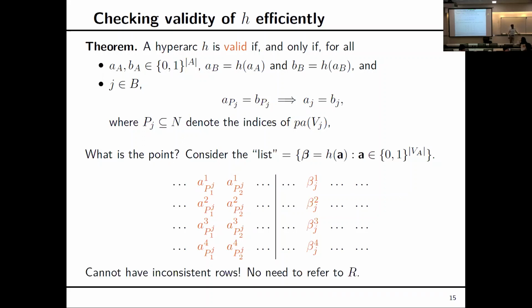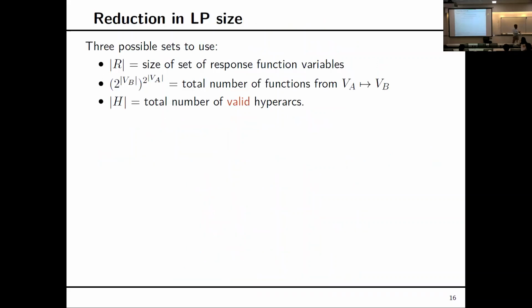So we have no need to defer to the index, and this ends up saving quite a bit. Before I go further with telling you how to set up that LP, let me tell you very quickly about the kind of saving. First, let's look at the index set for response function variables, meaning this is the index set that I needed. The next one, I'm just basically going from the index set to the number of functions that connect VA to VB. Already, you will see a decrease.